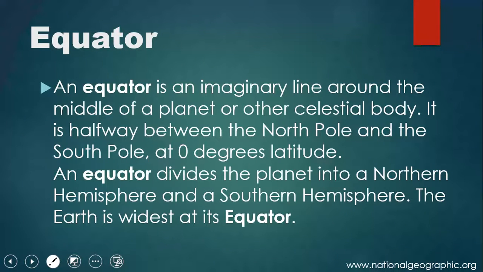But what is an equator? An equator is an imaginary line around the middle of a planet or other celestial body. It is halfway between the North Pole and the South Pole at 0 degrees latitude. An equator divides the planet into a northern hemisphere and a southern hemisphere. The Earth is widest at its equator.